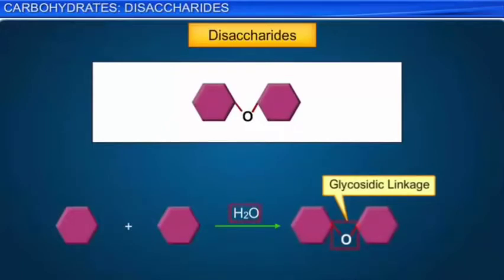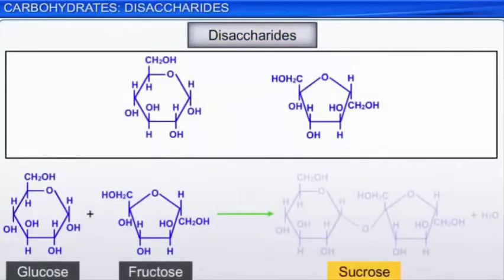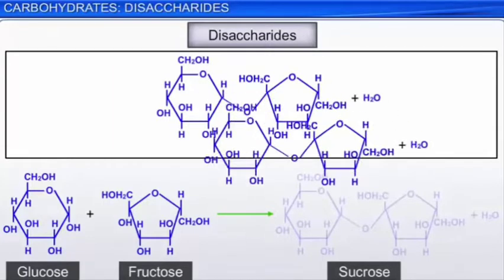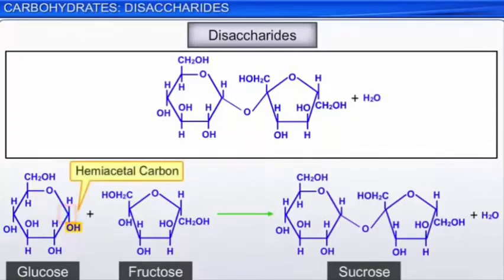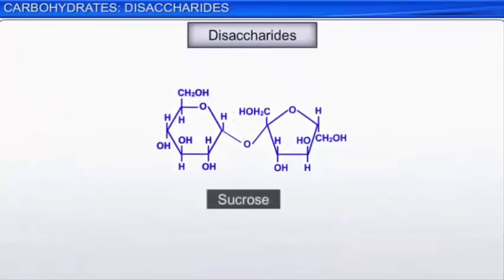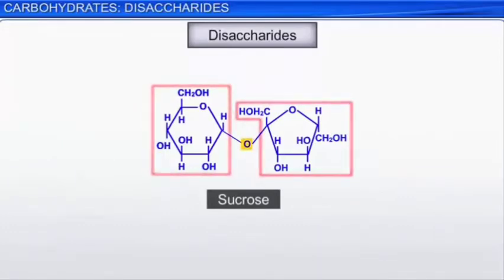For example, sucrose with 2 monosaccharides, glucose and fructose, joined together by an oxide linkage is shown in the structure here. Such a linkage, formed when the hydroxyl group of the hemiacetal carbon of one monosaccharide condenses with the hydroxyl group of another monosaccharide, is called glycosidic linkage. In other words, a linkage between 2 monosaccharide units through an oxygen atom is called glycosidic linkage.